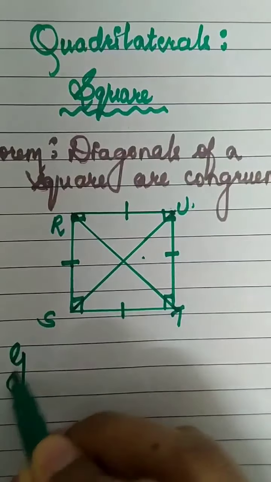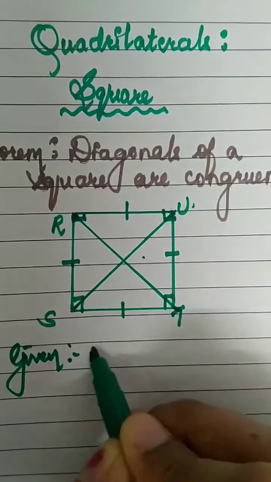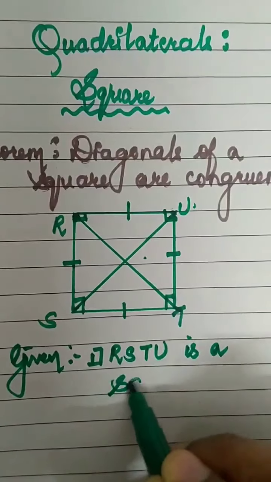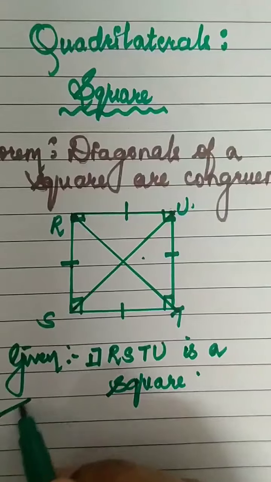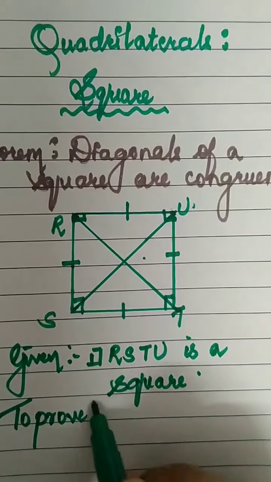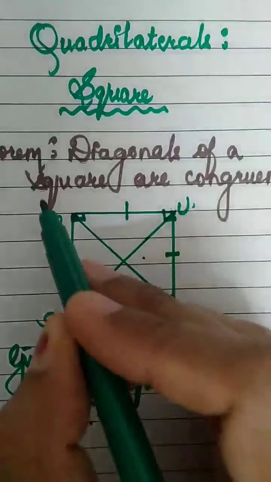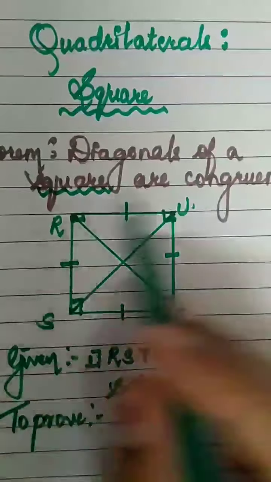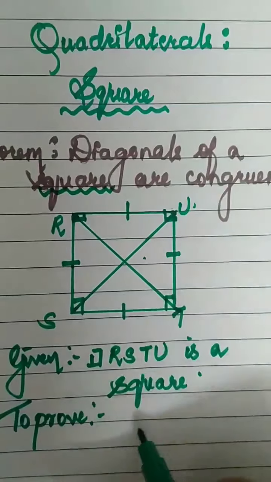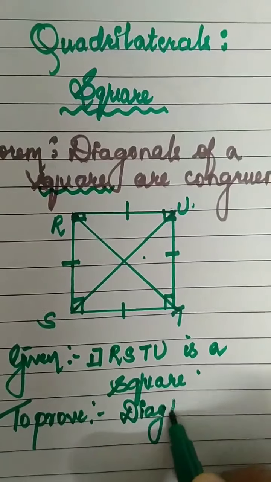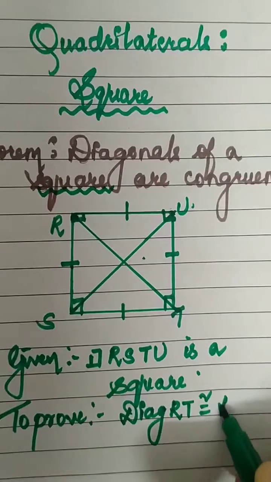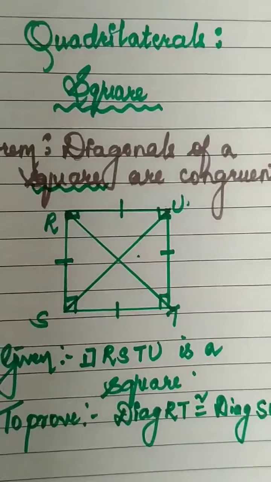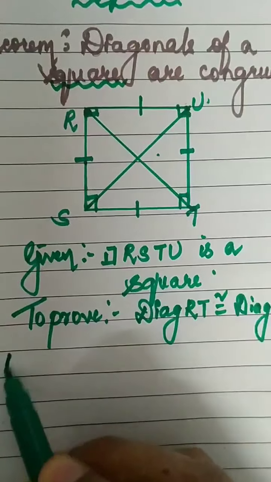So let's write given: quadrilateral RSTU is a square. So we already know that this is a square. To prove: diagonals of a square are congruent. We want to prove that diagonals are congruent. So what is the name of the diagonals here? Diagonal RT congruent to diagonal SU. Second diagonal is SU. So let's crack the proof.